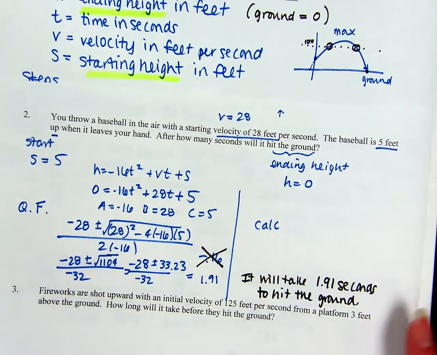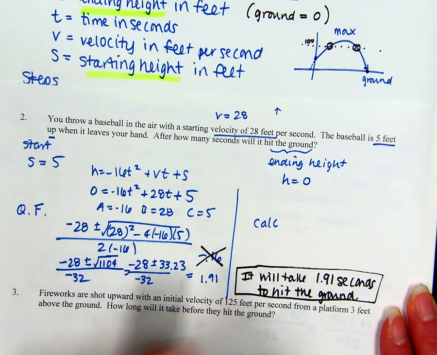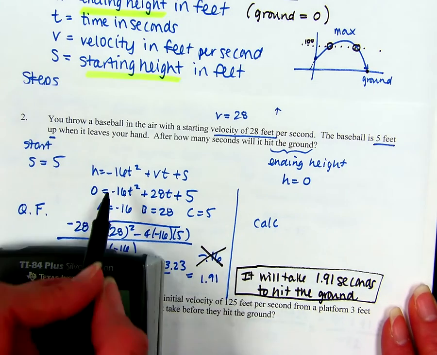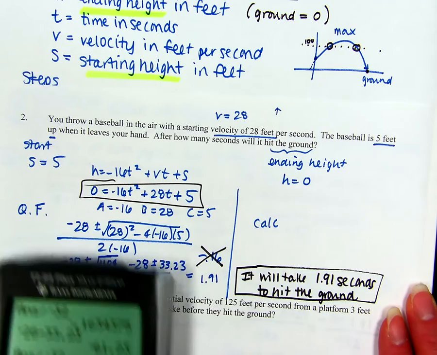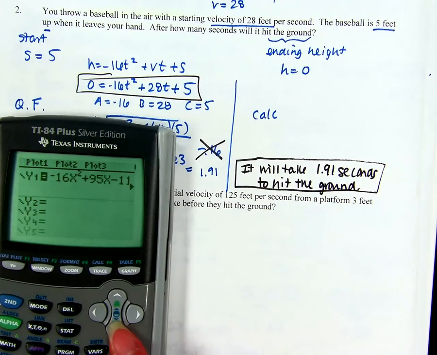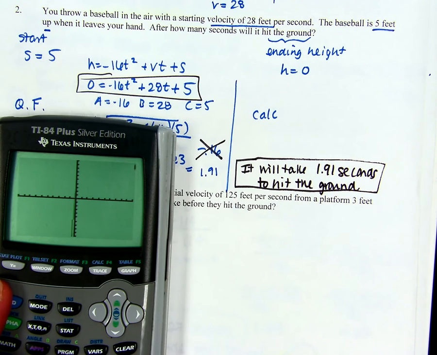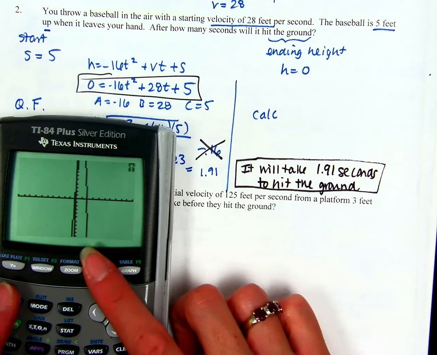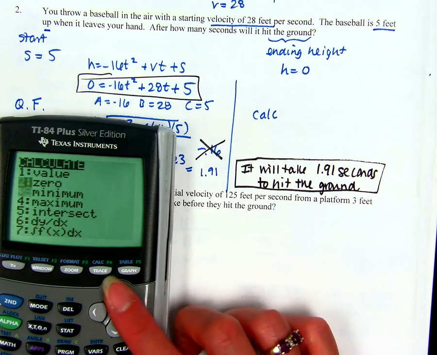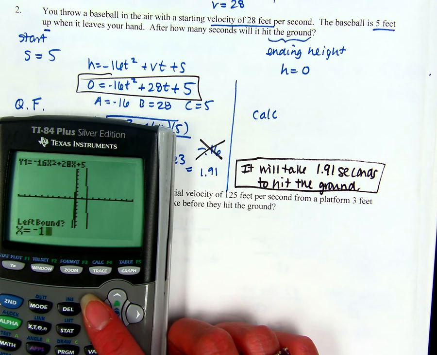All right, so let's do it with the calculator method. You might like the calculator method best because that might be faster. We're just going to take this equation and substitute it in our calculator. So go to y equals negative 16t squared plus 28t plus 5. All right, so hit graph. And we just need to find the zeros. So you do second trace, find your zero. This one is between like negative 1 and positive 1.